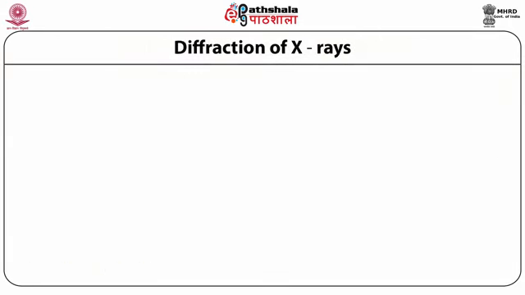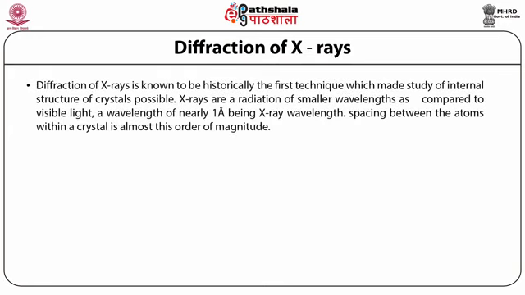Diffraction of X-rays. Diffraction of X-rays is known to be historically the first technique which made study of the internal structure of crystals possible. X-rays are a radiation of smaller wavelength as compared to visible light, a wavelength of nearly 1 angstrom being the X-ray wavelength. The spacing between the atoms within a crystal is almost of this order of magnitude. The radius of an atom and the separation between two neighboring atoms on an average is also of this order of magnitude.